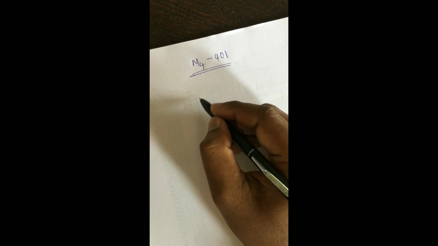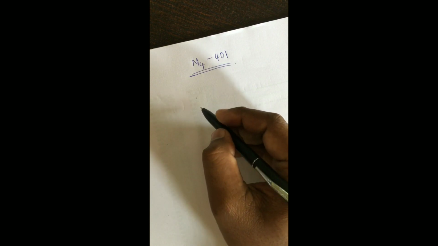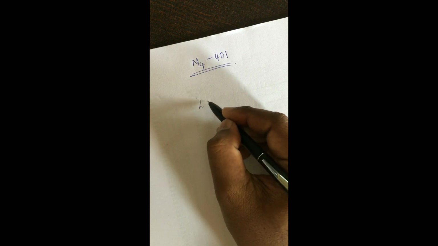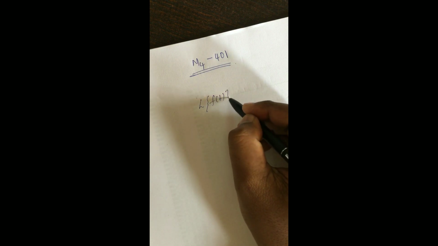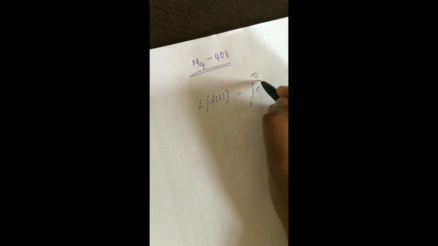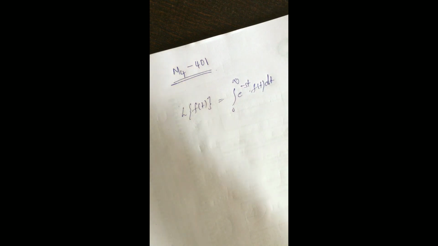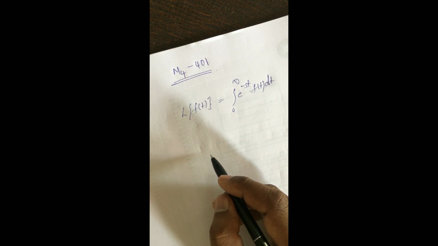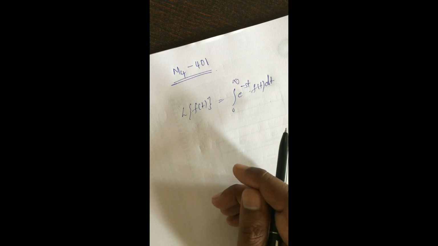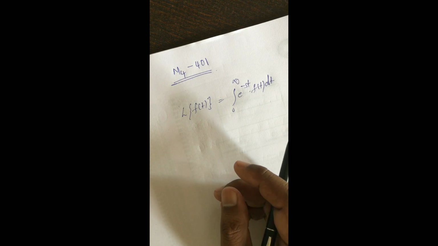Dear students, today we will discuss the definition of the Laplace transform. The Laplace transform L of f of t is equal to the integral from 0 to infinity of e to the power of minus st into f of t dt. This is the formula of the Laplace transformation. In this, L is called the Laplace transformation, and the integral from 0 to infinity of f of t times e to the power of minus st is called the Laplace transformation.